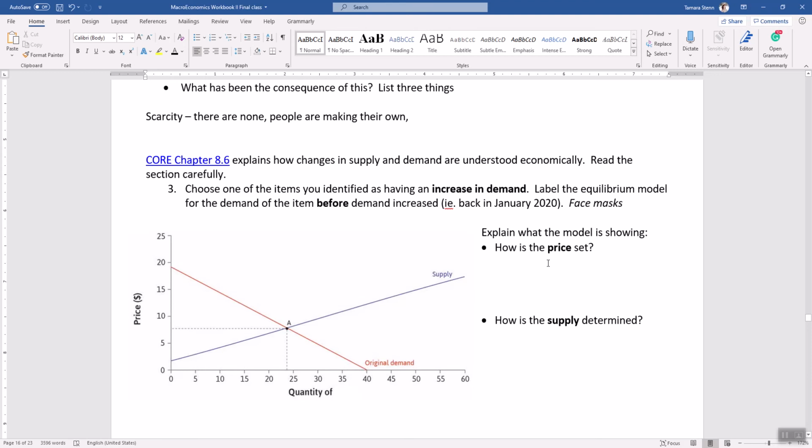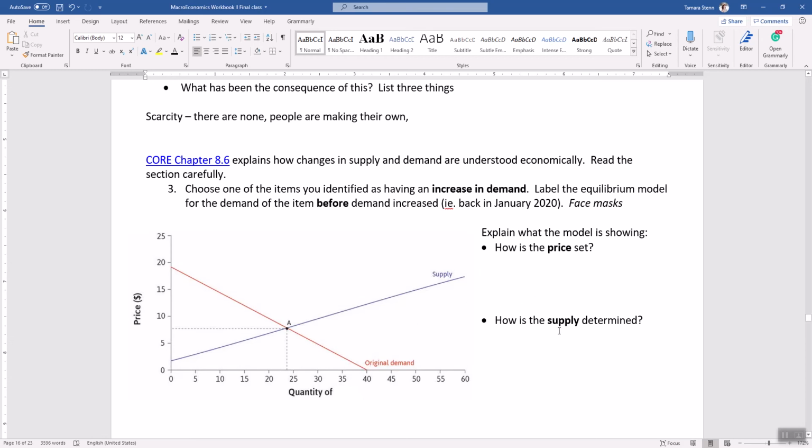So let's go look at it here, okay? If we're looking at how the price might be set, I'm talking about face masks here. So how is the price set for face masks? Here I'm at point A, that's my equilibrium, okay? And I have my regular supply of face masks, and they're normally sold for a particular price, okay? And I can use these numbers here, or I can make my own numbers.